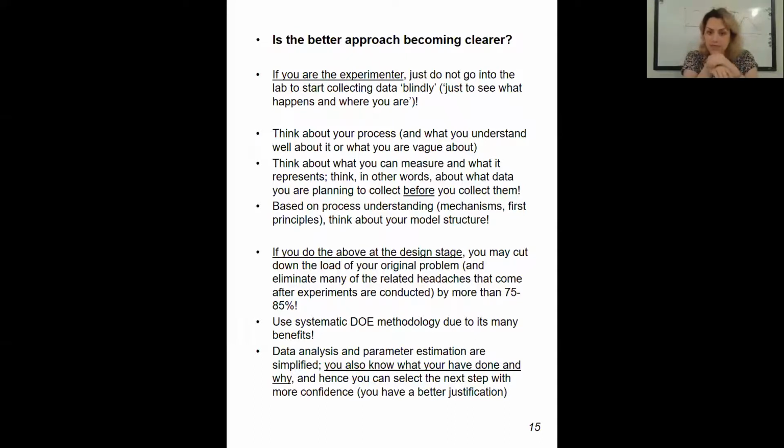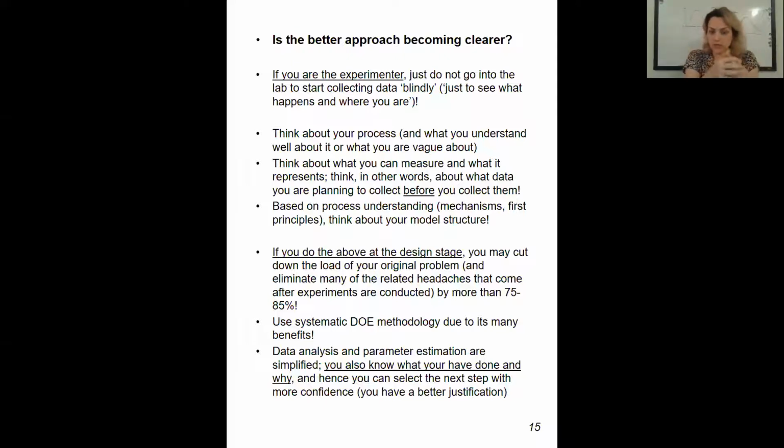Based on process understanding, mechanism and first principles, think about your model structure. If you do the above at the design stage, you may cut down the load of your original problem and eliminate many of the related headaches that come after the experiments are conducted, they would say by 75 to 85% of all the bugs that you get after collecting the data. You are going to collect the data in a more organized way, so you know the categories that you are collecting your data in.